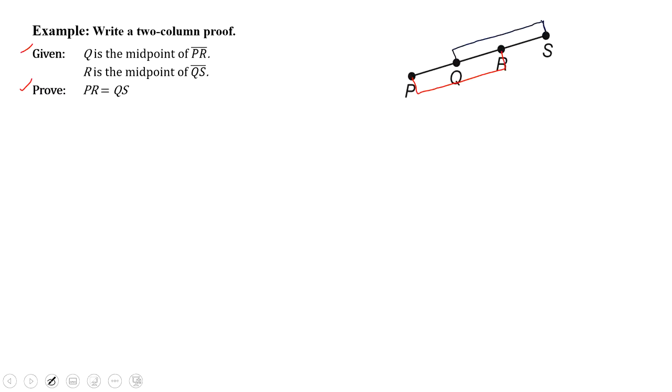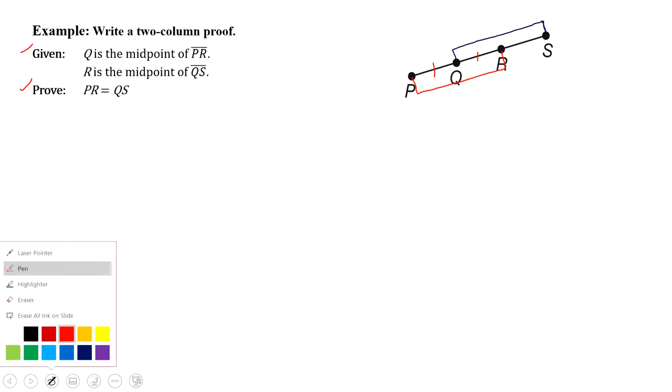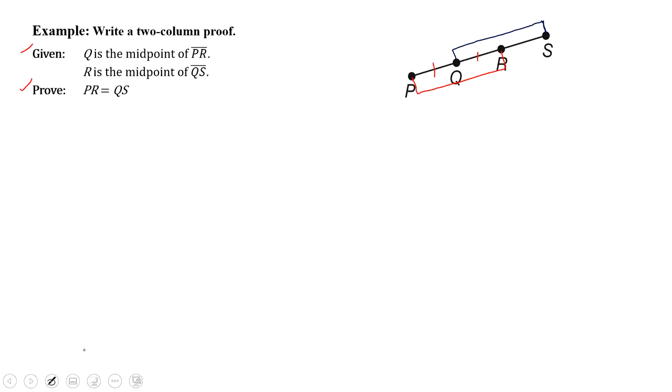So we're told that in both instances, going back to my red, we're told that Q is the midpoint of PR. Because we know that's the midpoint, we know right away that those 2 segments are congruent. We also know R is the midpoint of QS, so I'm going to use 2 blue slash marks. We know those 2 sides are congruent. And now what we're trying to prove, I'm going to write out in purple, is that PR, so this bar, that line segment, is congruent to that line segment. So that's what we're trying to prove.